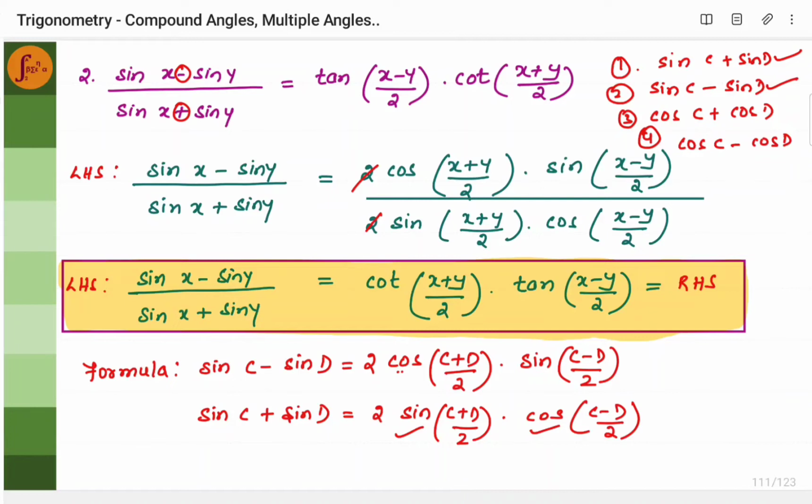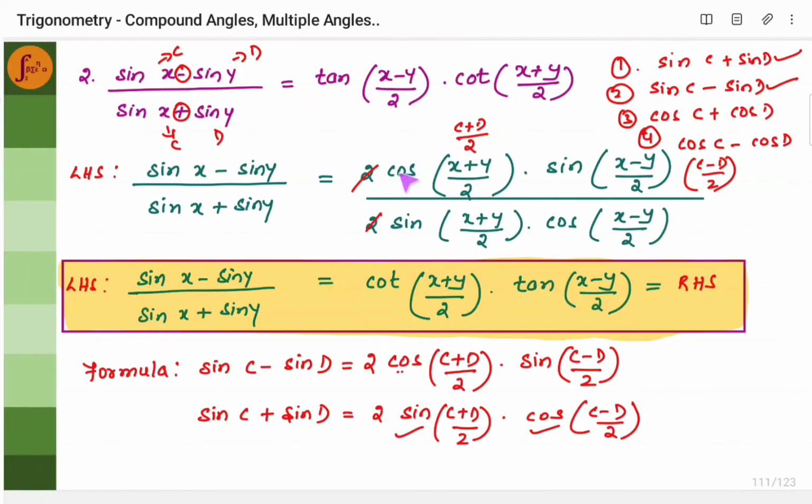So it is C plus D by 2. This is C and this is D. Instead of C we have x, instead of D we have y. So x plus y by 2, and C minus D by 2 is x minus y by 2. We'll substitute all of this. 2 and 2 will get cancelled and we'll be left with cos (x plus y) by sin (x plus y).